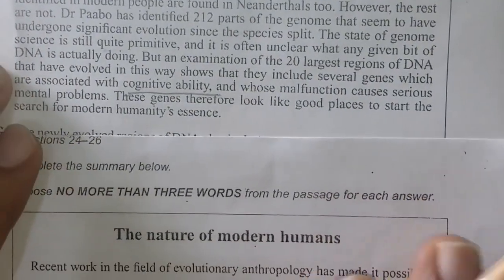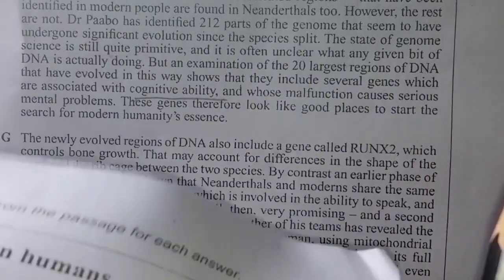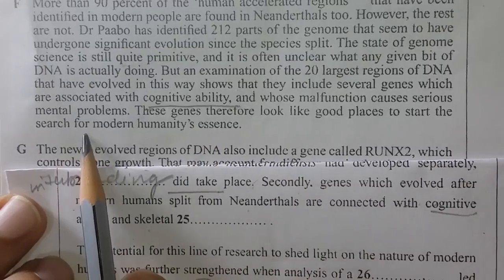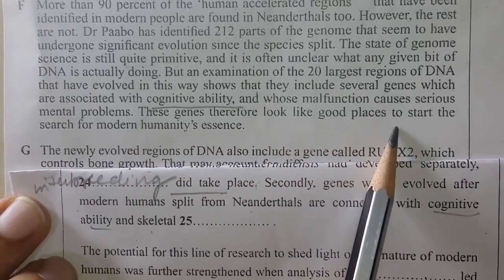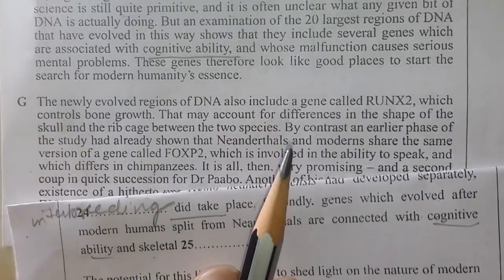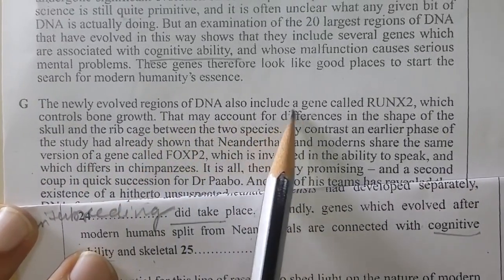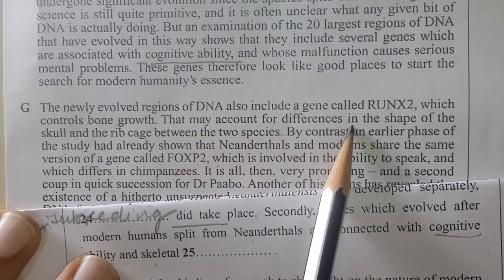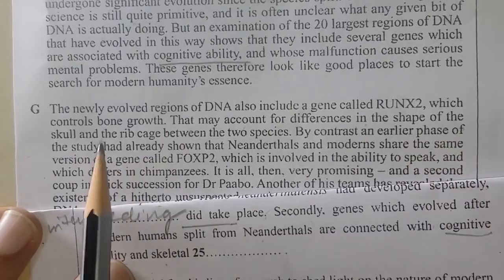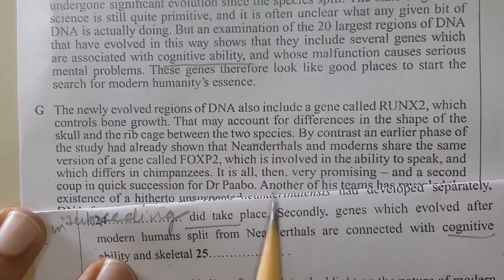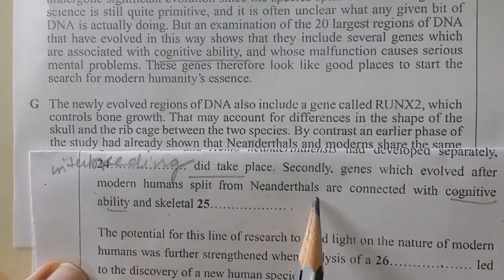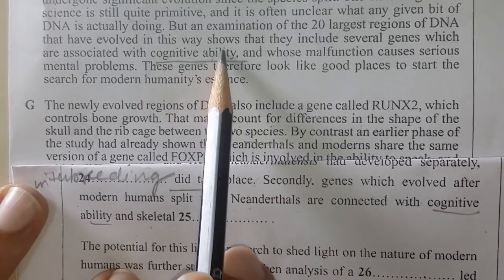So I have got one word here, that is cognition here. So naturally my matching will start, right? And he said here skeletal, right? So malfunction consists of serious mental genes, therefore look like great places to start the search for modern humanity. Since the newly evolved regions also include a gene called this, which controls bone growth, that may account for differences in the shape of the skull and the rib cage between the two species. So he said here one thing, genes which evolved after modern humans split from this, connected with cognitive ability, right?